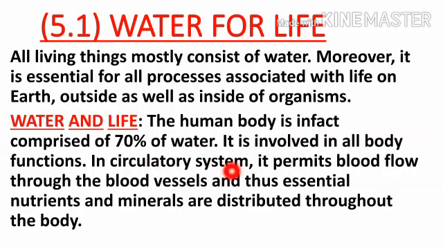Like in the circulatory system, it permits blood flow. The circulatory system is related to blood and heart, as you saw in the previous chapter. So due to the presence of water in the circulatory system, it permits blood flow through the blood vessels, and thus essential nutrients, minerals and all these essential elements are dissolved in water and distributed throughout the body.